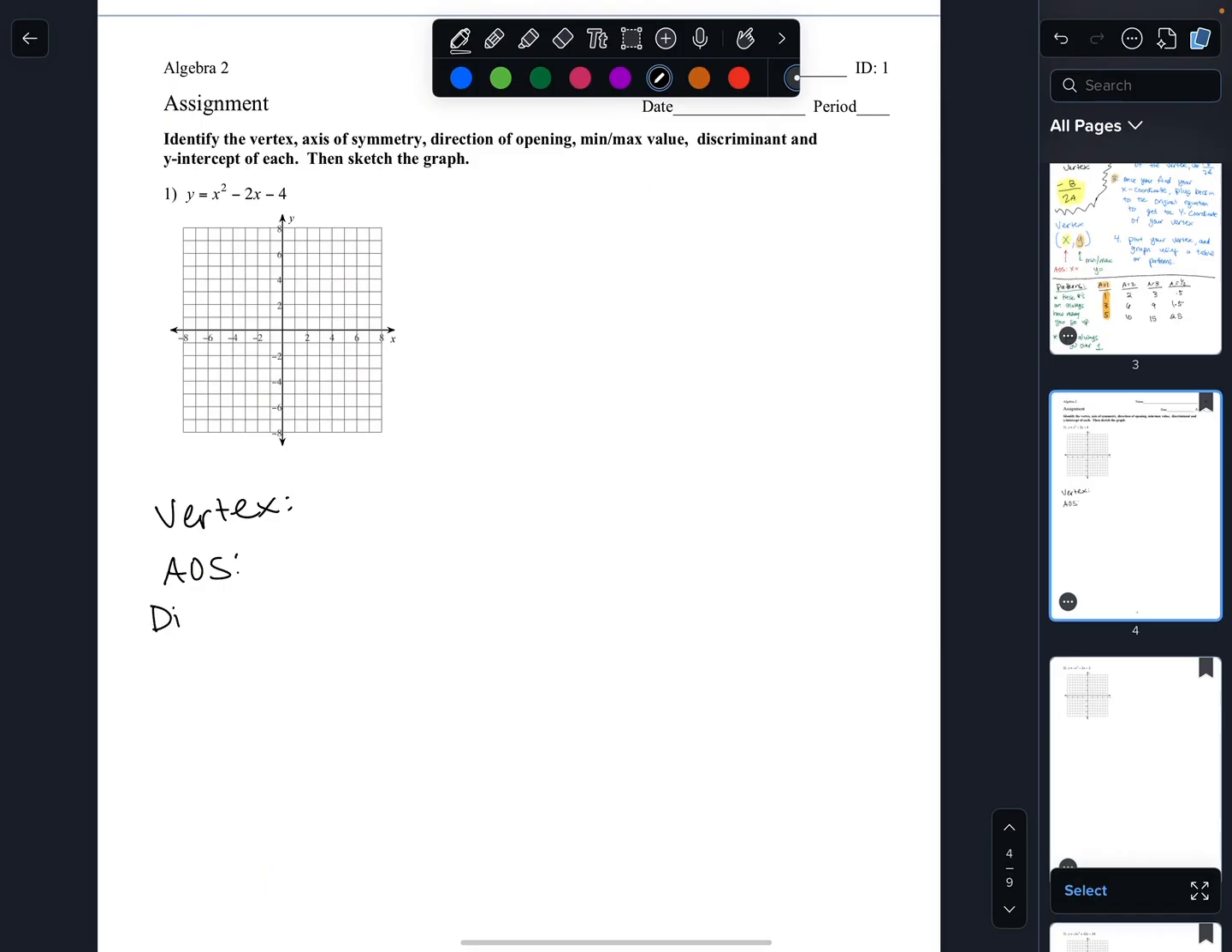What's the direction? The direction of opening. I'm just going to put opening. Do we have a minimum or maximum? And we need to identify where. I want to do the y-intercept. And then I also want to do the discriminant.